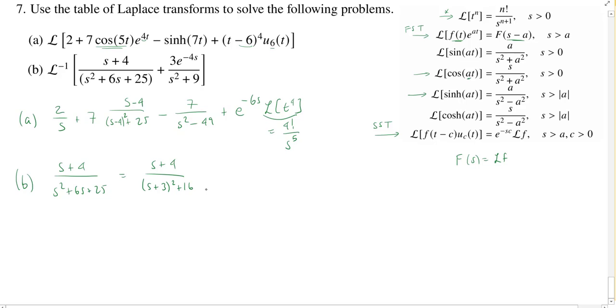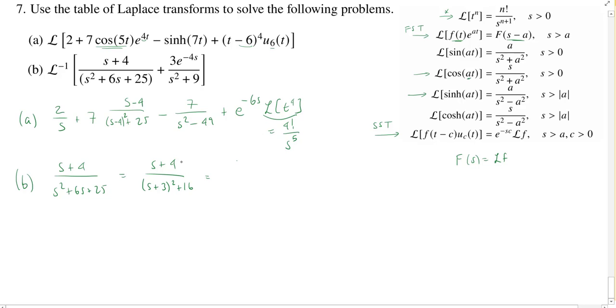Okay. This is a little better because this looks like a shift, right? I can handle that with the first shifting theorem. But if I was looking through this chart, okay, s squared plus 16, that looks like a sine or a cosine, but they only either have a constant or a variable s. They don't have both. So what I want to do here is actually split this up.